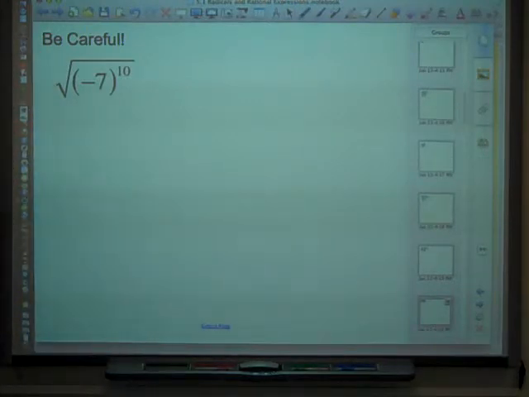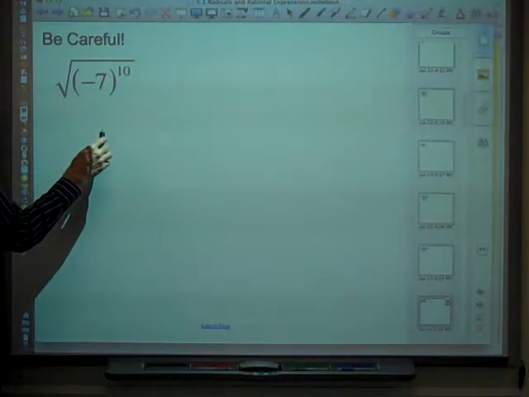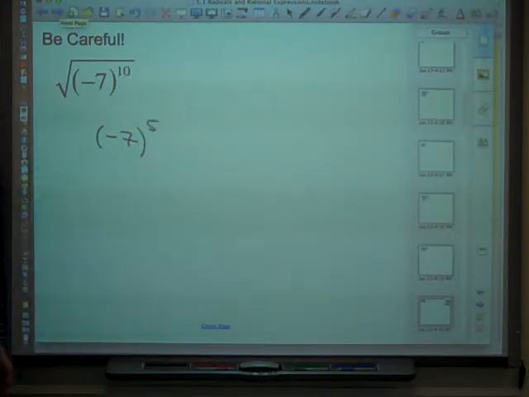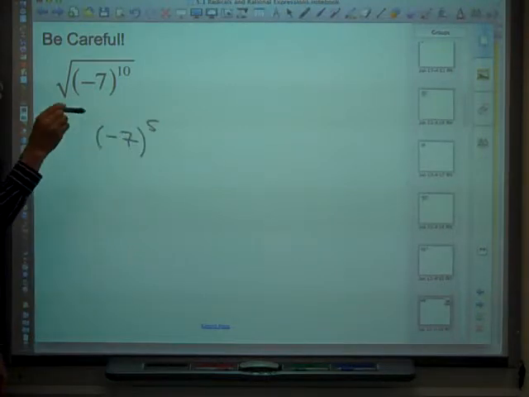How will it look though? What would you write? Minus 7 is no problem. 7 to the 5th. What's wrong with that? Well, it's not a minus. That's the be careful part. This looks perfect, except what is a negative times a negative an odd number of times? Negative.